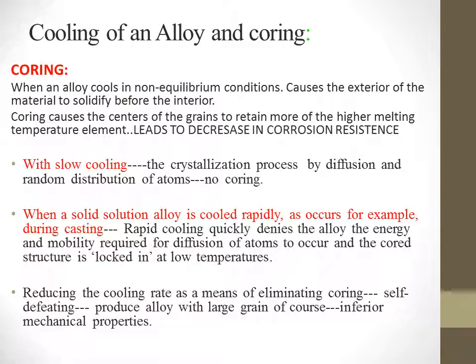Now, a very important thing that can occur during the cooling of these alloys is a phenomenon called coring. Coring is when an alloy cools in a non-equilibrium condition, and this causes the exterior of the material to solidify before the interior. So now what does this lead to? It causes the centers of the grain to retain more of the higher melting temperature, and this leads to detrimental properties, especially a decrease in corrosion resistance.